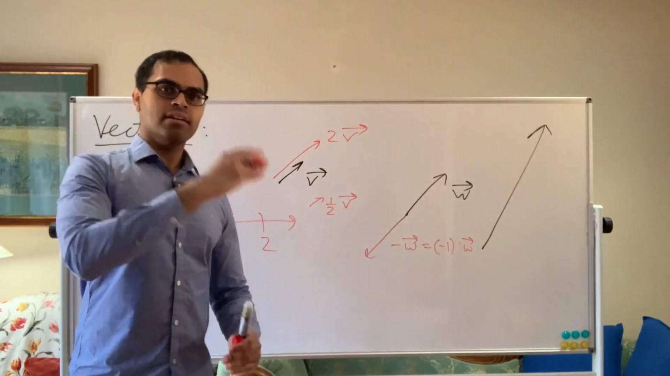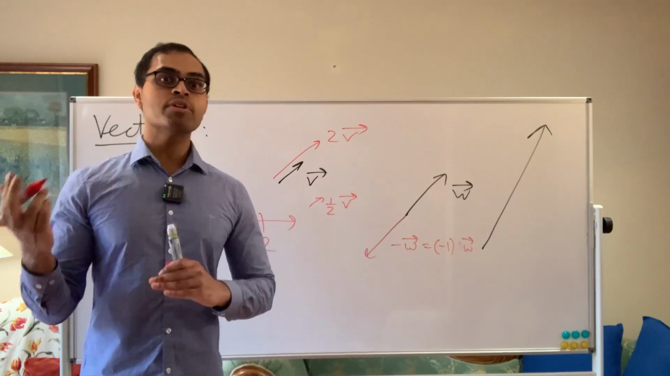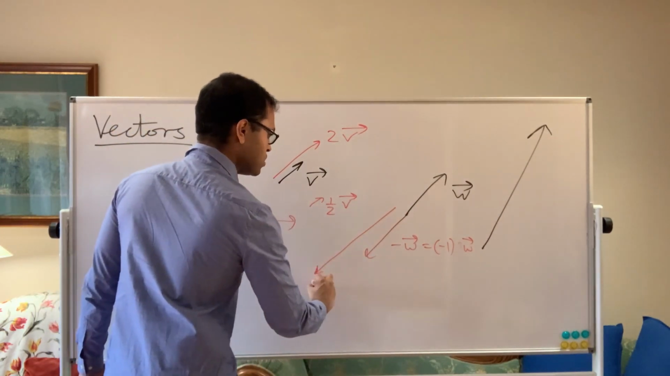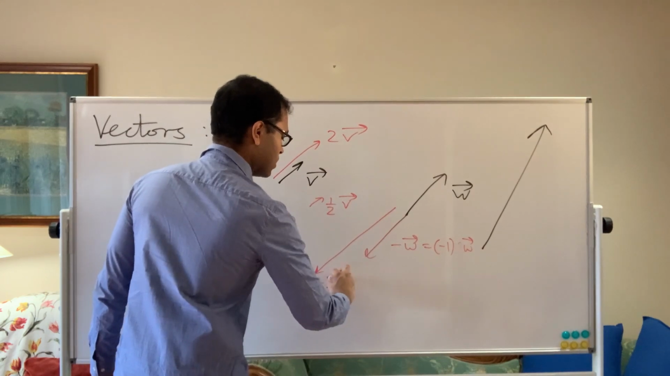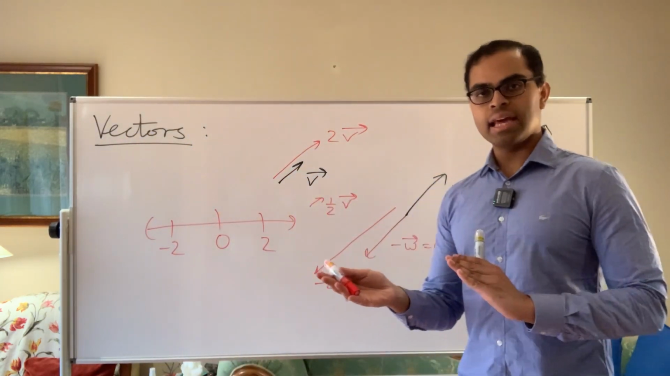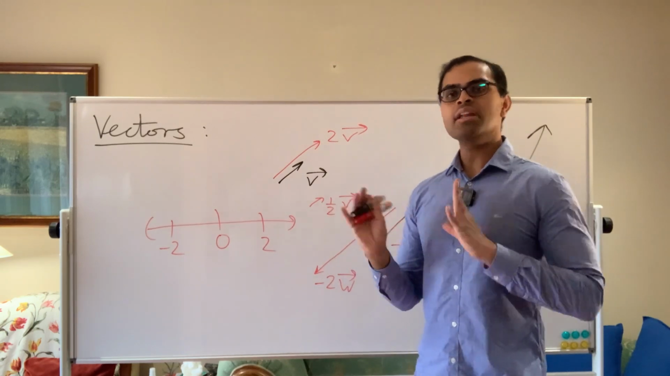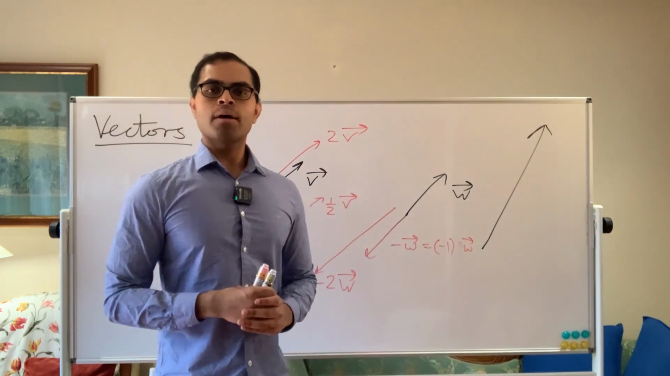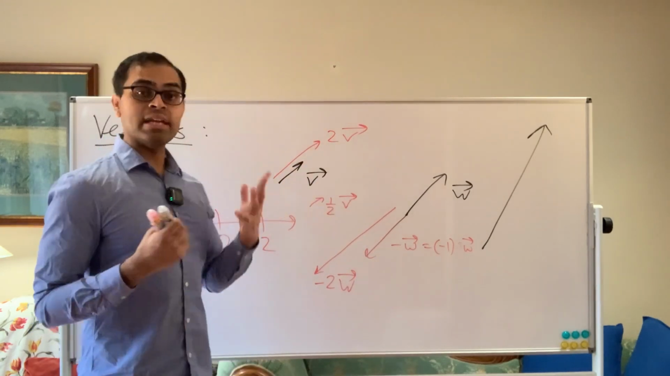Well, it's going to be the vector in the opposite direction as W, but twice the length. Okay, so this is negative W. You could have a vector like this, which is going to be negative 2 times W. Again, I'm not worried about where the vector starts and ends. I'm just focusing on the direction and the length. Okay, so these are just arrows. So these are all examples of how to scale vectors by numbers.